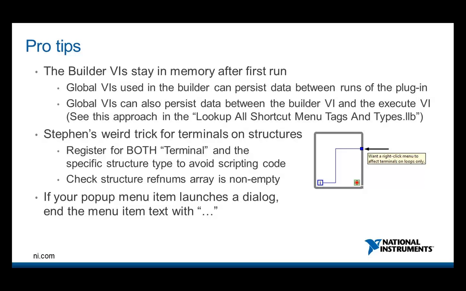So instead, what you could do is have your affected items array, even though this is only a right-click for terminals, register for both terminal and structure. Then, when a right-click comes in, see if the terminals array is non-empty and the structures array is non-empty. And if it is, that tells you that was a right-click on a terminal, and that's a lot less scripting code you have to write. So look for little tricks like that to speed up your builder VI, because you want it to be fast, because you don't want people to get your plugin and then complain that it slows their right-click menus down.